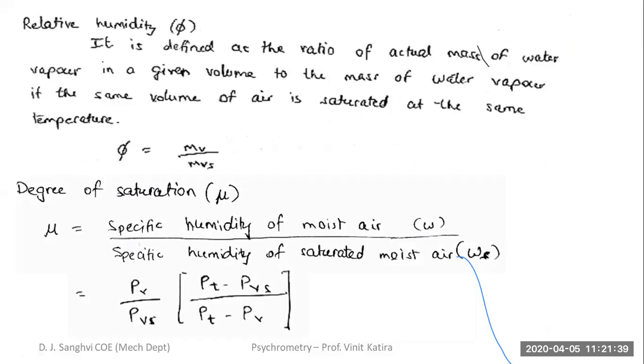Next parameter is relative humidity. It is defined as the ratio of actual mass of water vapor in a given volume to the mass of water vapor if that same volume of air is saturated at the same temperature. It is basically a comparison between a given volume of air having some amount of water vapor to that same volume of air if that air inside that volume is completely saturated.